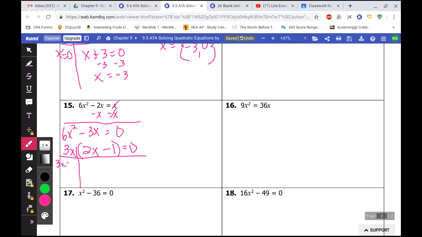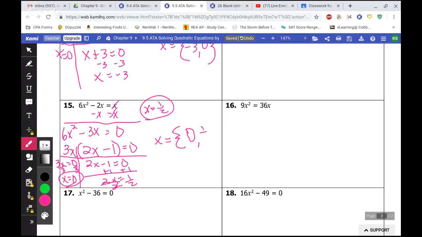So I set each one equal to 0. And if I divide both sides by 3, I still am going to have 0 here. So x equals 0. And then 2x minus 1 equals 0. Now this is a two-step algebra problem. So x equals 1/2. So my solution set is 0 and 1/2.